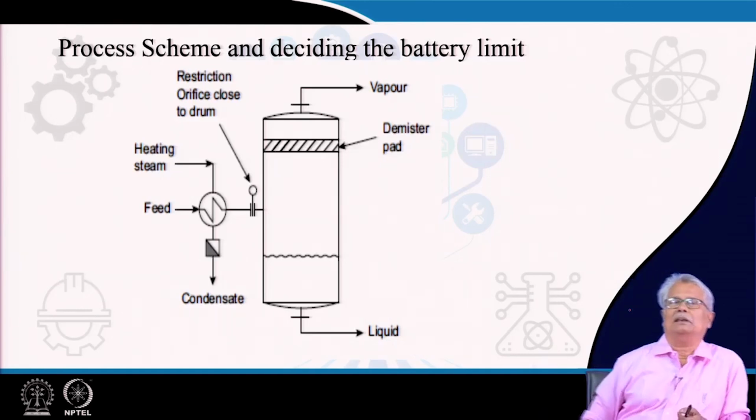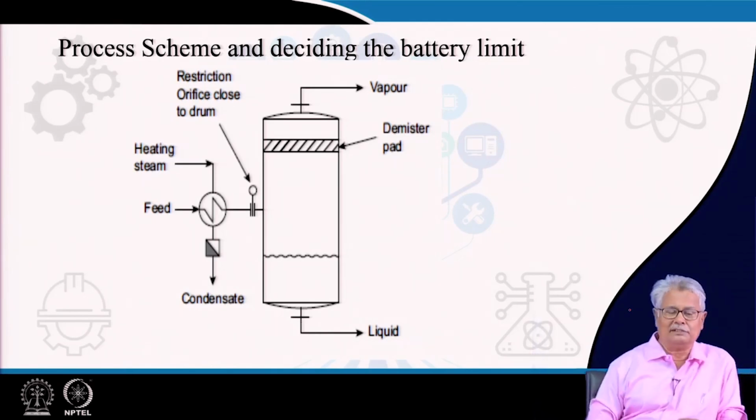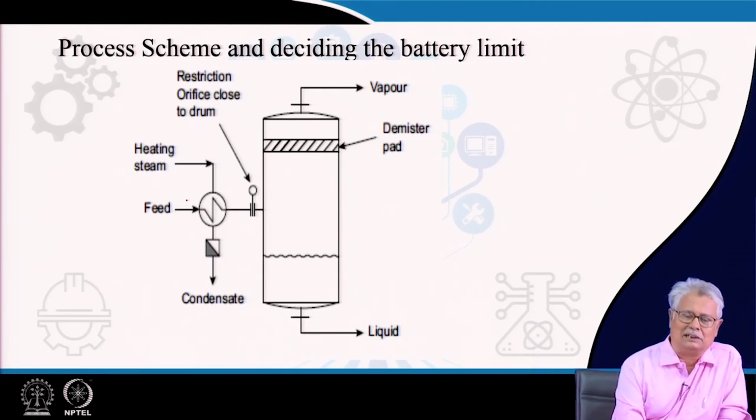Now, we go for the process scheme, we have a look at it. You can see here that the feed comes through some sort of heating arrangement, a preheater. Then what you have is a restriction orifice here which is close to the drum. So, basically upstream what you have is a higher pressure and a higher temperature, and downstream of the orifice is having the pressure of the drum itself, where the pressure is something like P flash and the temperature is T flash.